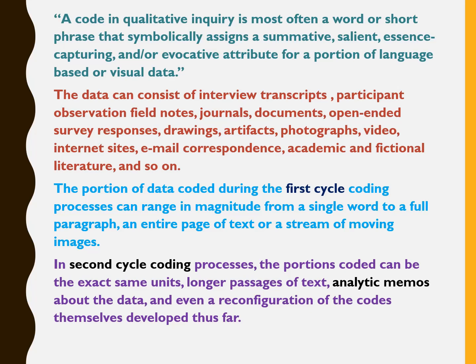The data can consist of interview transcripts, participant observation field notes, journals, documents, open-ended survey responses, drawings, artifacts, photographs, video, internet sites, email correspondence, academic and fictional literature, and so on. The portion of data coded during the first cycle coding processes can range in magnitude from a single word to a full paragraph, an entire page of text, or a stream of moving images.